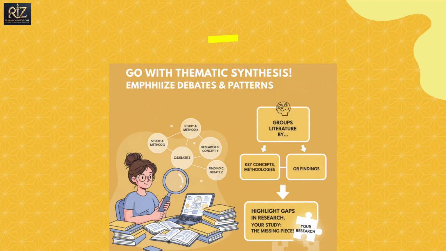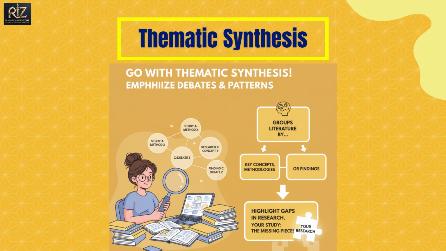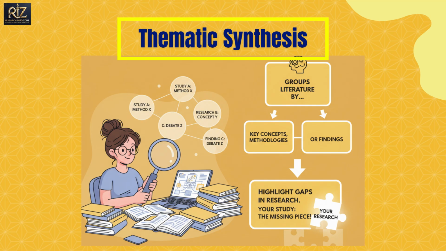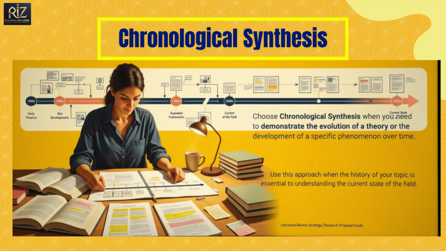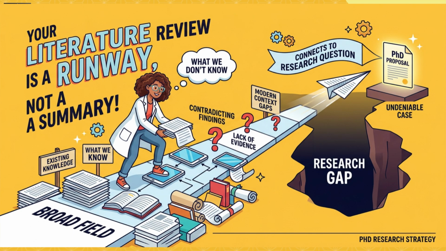Go with thematic synthesis if you want to emphasize debates and patterns in the field. This method groups literature by key concepts, methodologies, or findings. It's perfect for highlighting gaps in the research, proving exactly why your specific study is the missing piece of the puzzle. Alternatively, choose chronological synthesis if you need to demonstrate the evolution of a theory or the development of a specific phenomenon over time. Use this when the history of your topic is essential to understanding the current state of the field. Ask yourself, is your story about the development of the field or the tensions within it? Pick the lens that best supports your research objective.